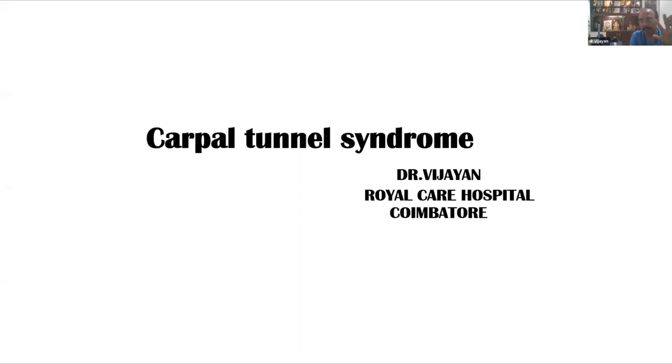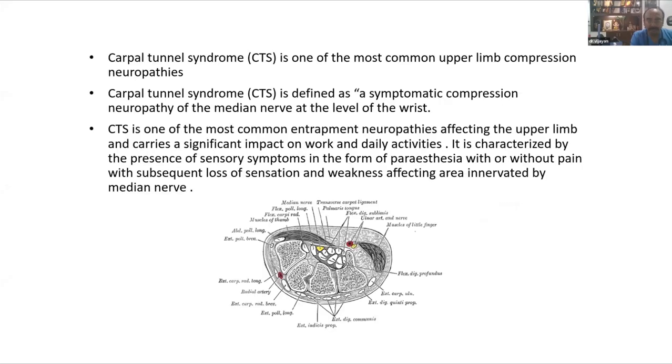Now, I would like to go through only a few clinical points and also the salient electrophysiological features of carpal tunnel syndrome. One of the most common upper limb compression neuropathies, as we all know, a symptomatic compression neuropathy of the median nerve at the wrist. It's predominantly a demyelinating pathology, a demyelination of the median nerve due to compression within the flexor retinaculum.